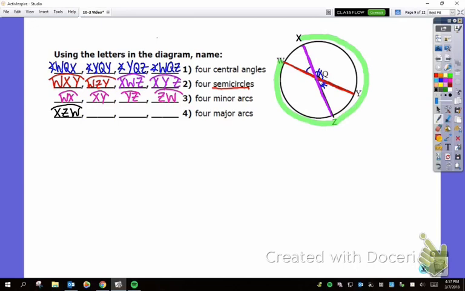Now, that arc can be named a couple of different ways. Okay, the other way you could name that is going backwards, like WZX. Okay, but you could also name this using that Y point. Okay, so we could say that this is also XYW. That would be the same arc that we're talking about right now. Okay, now of course that could also be named going backwards. Okay, so let's look at another one.